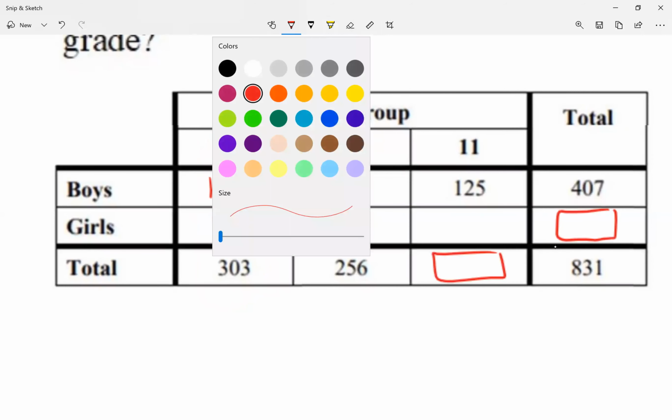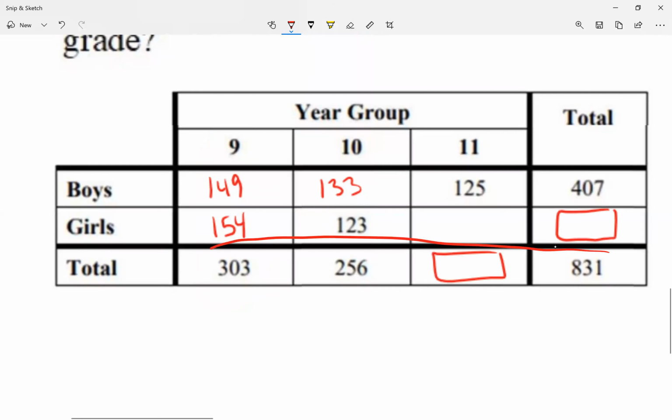If I look at this row, there's 303 9th graders. There's 256 10th graders. I don't know how many 11th graders, but there's a total of 831. So let me start with 831 minus 303 minus 256, and I'm going to find out that there's 272 11th graders.